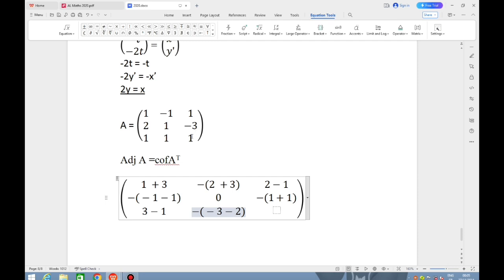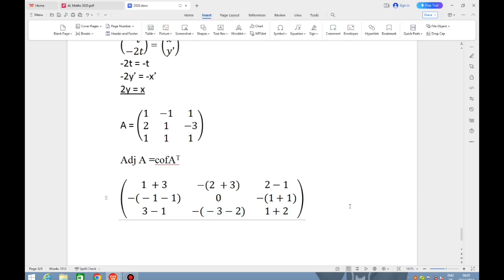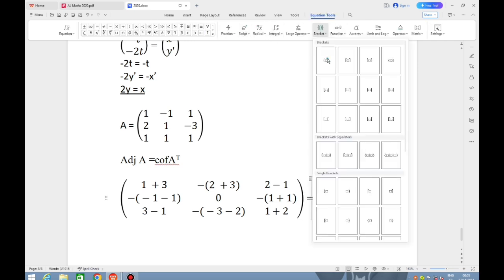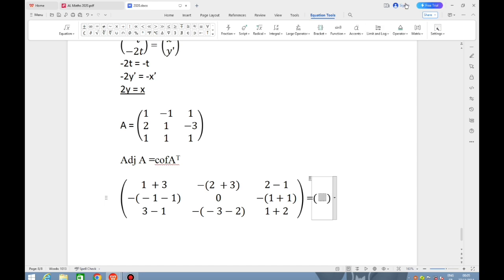Finally, we're dealing with this one, whose sign is positive, so we cancel this out and find the determinant of 1, negative 1, 2, and 1. So 1 times 1 is 1, minus 2 times negative 1 is negative 2, so that's 1 plus 2. And this is going to be equal to the 3 by 3 matrix.